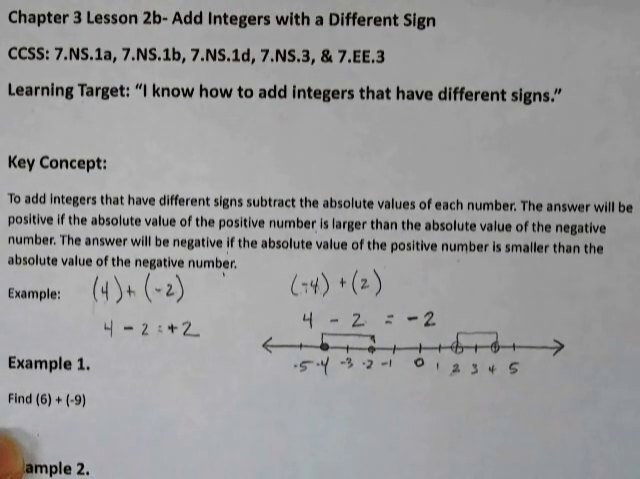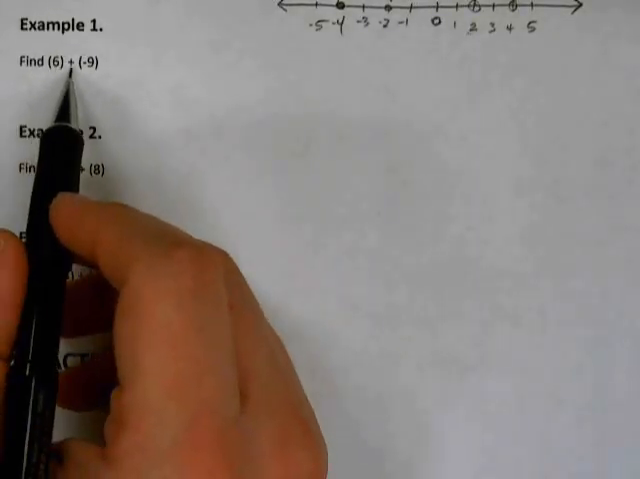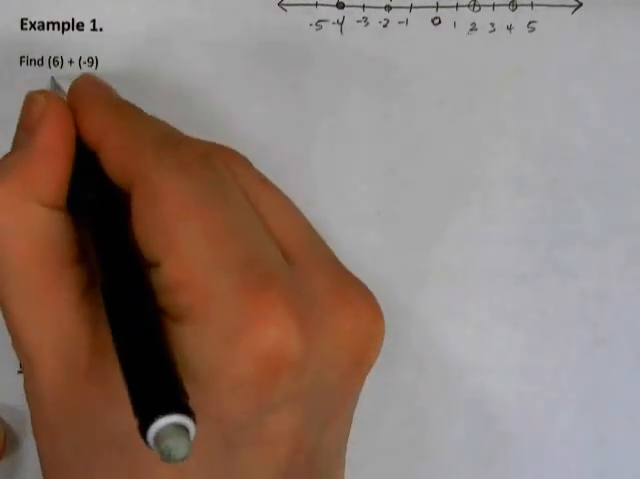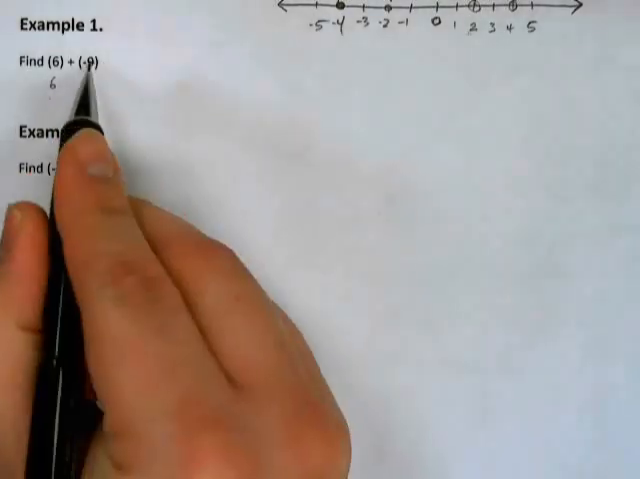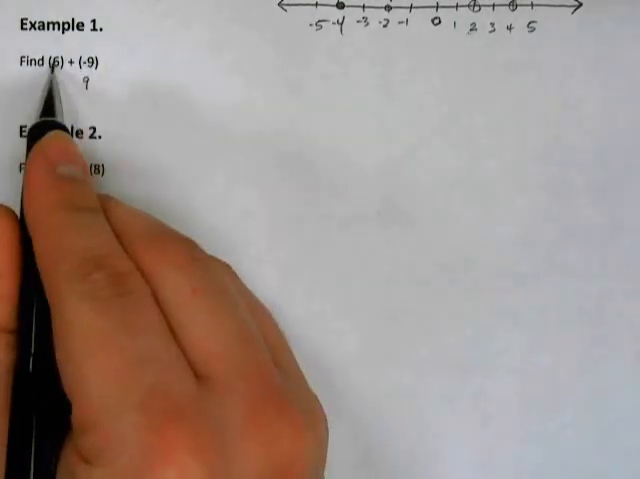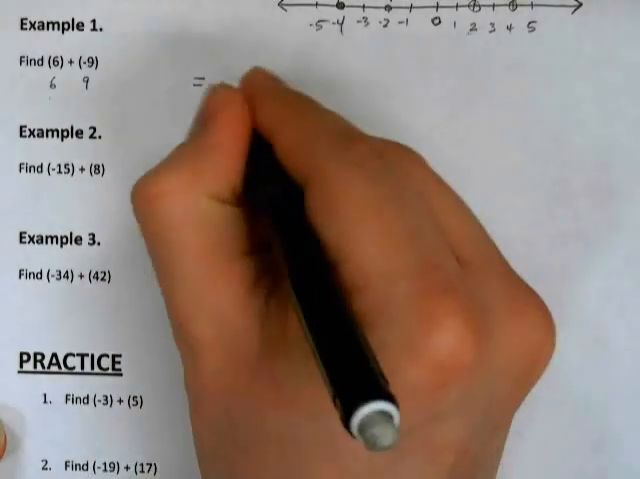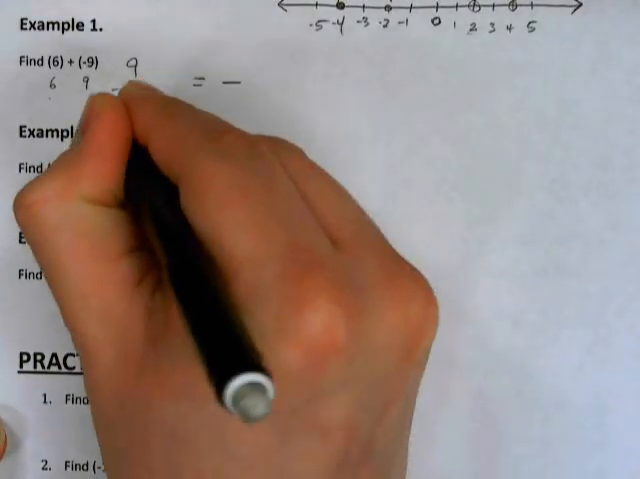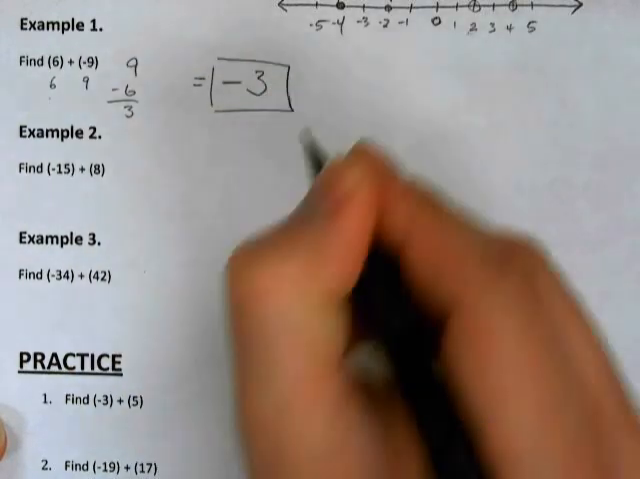Okay, so let's do a few examples. Example 1 says find 6 plus a negative 9. The first thing we need to do is find the absolute value of each number. The absolute value of 6 is 6, and the absolute value of negative 9 is 9. Now, the absolute value of the negative number is larger than that of the positive number, so I know our answer is going to be negative. Then we just have to subtract the values. 9 minus 6 equals 3. So we have a negative 3 as our answer.